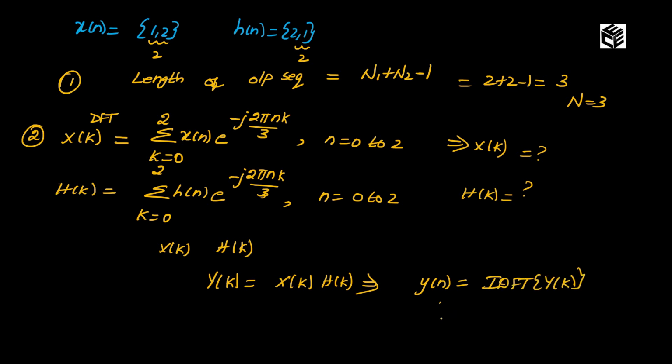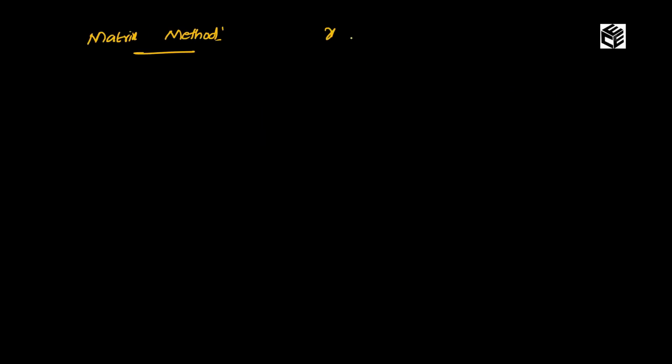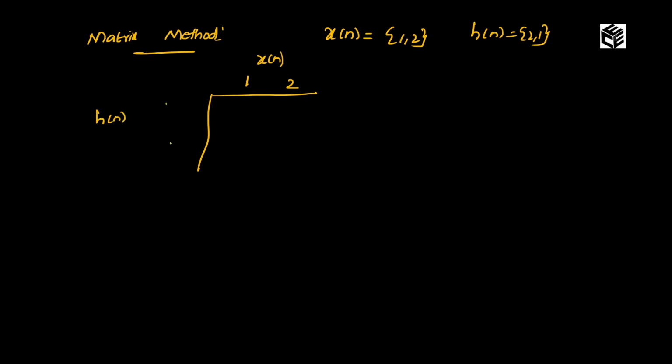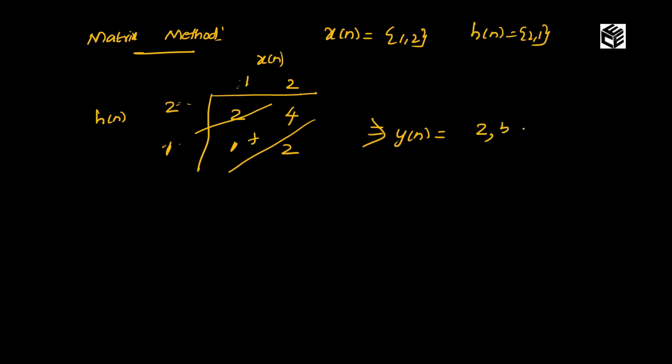So after calculating y of n, we will verify the answer with matrix method of linear convolution. We know x of n is equal to 1, 2 and h of n is equal to 2, 1. Correct. I'm just going to perform matrix method. So this is x of n 1, 2 and this is h of n 2, 1. I'm going to multiply 2 into 1 is 2, 2 into 2 is 4, 1 into 1 is 1, 1 into 2 is 2. So just add. This implies y of n is equal to 2, add these two, 5, 2. So this is our final output.